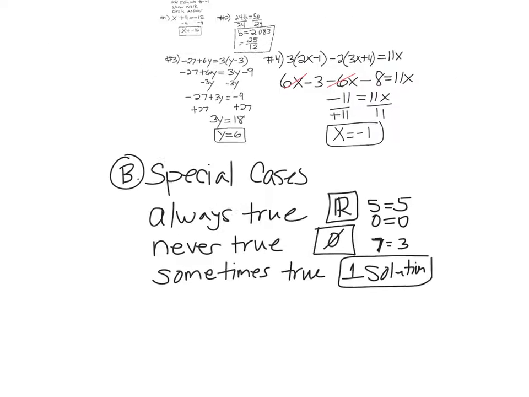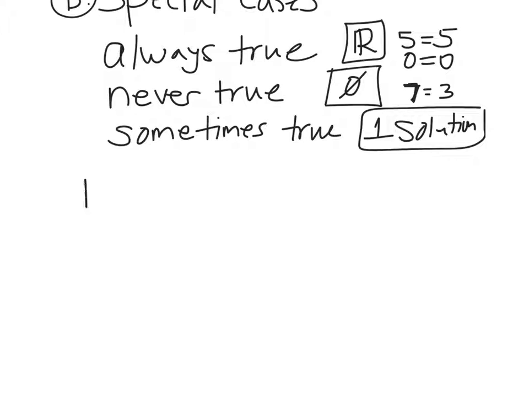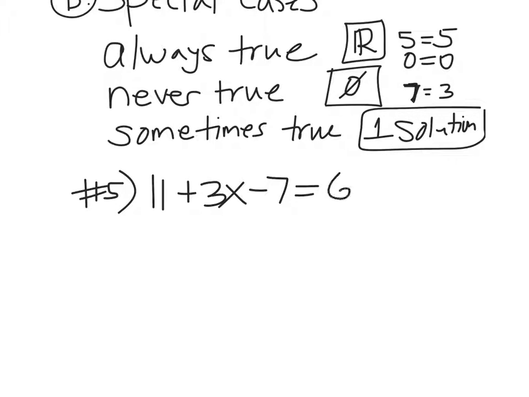So we're on number 5. Let me give you this one. 11 plus 3x minus 7 equals 6x plus 5 minus 3x.